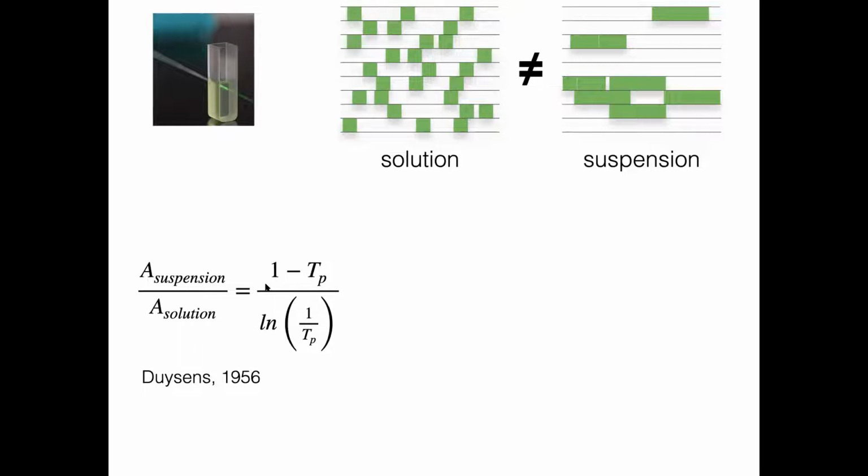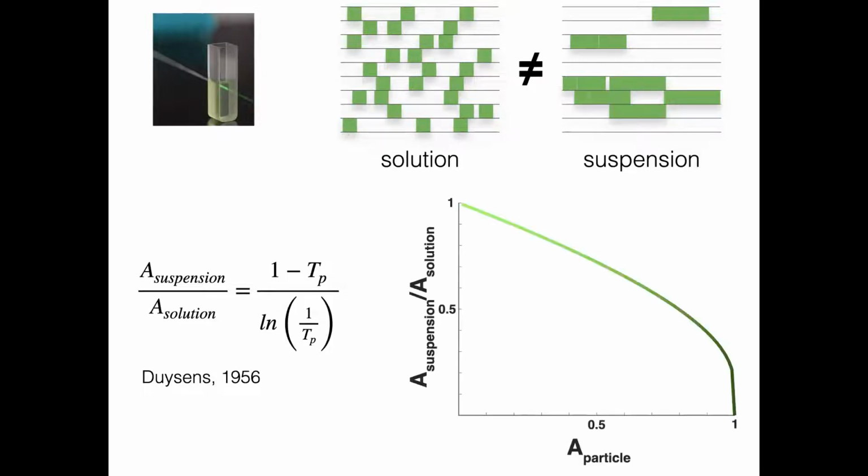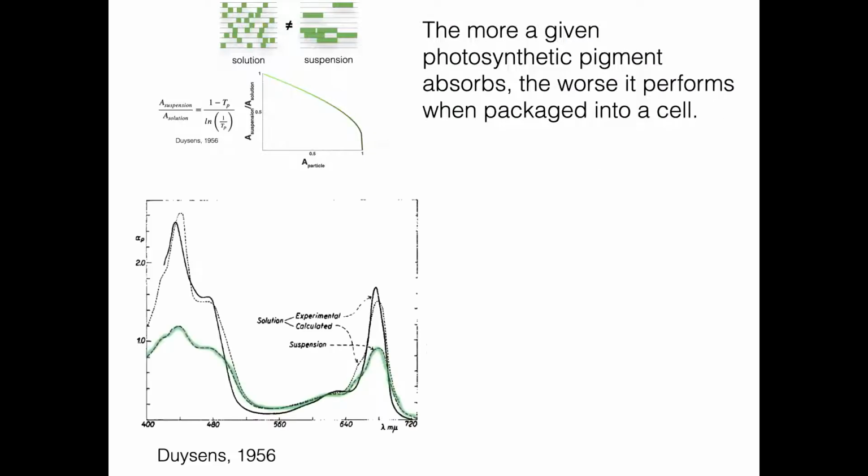absorbances goes as 1 minus the transmittance of a particle, or a single cube, over the log of 1 over the transmittance of the particle. And if we think about absorbance, which is a little bit simpler, this is the relationship that you get. This graph is plotting the relationship on the left here, but in terms of absorbance rather than transmittance. And we see that the more that one of our single pigment particles absorbs, the worse my suspension does relative to my solution.